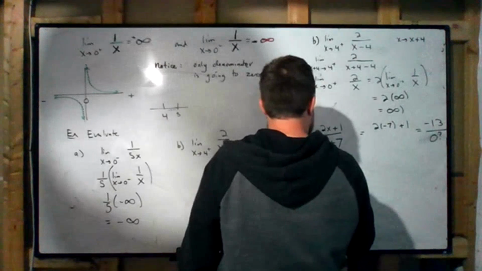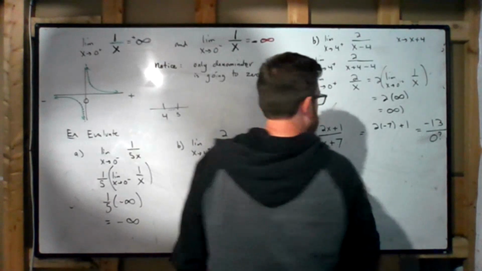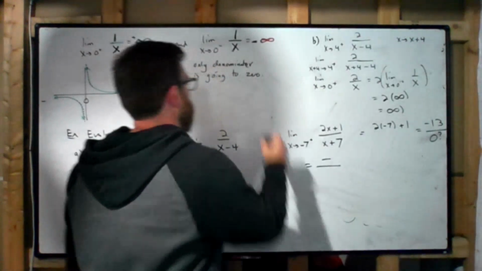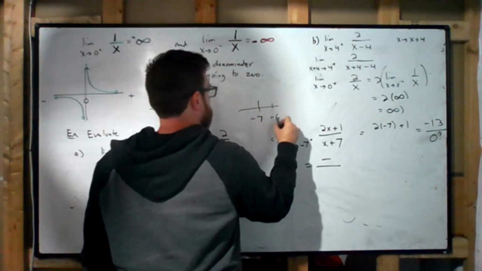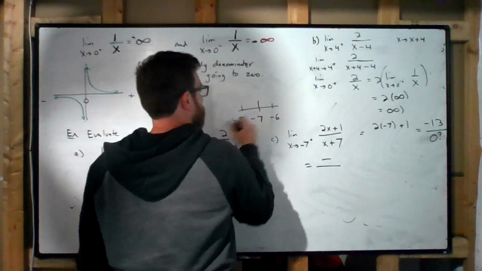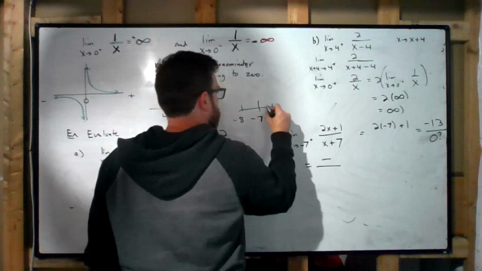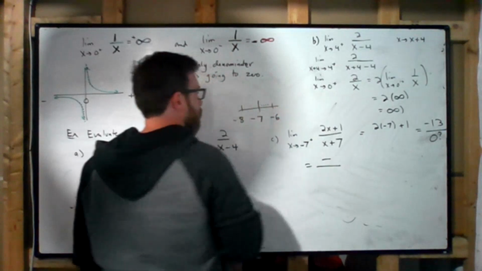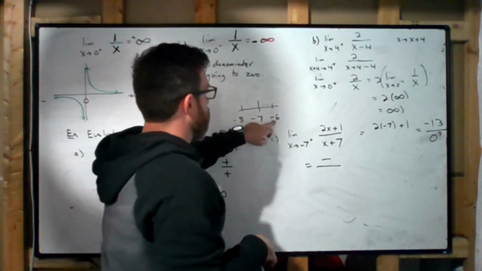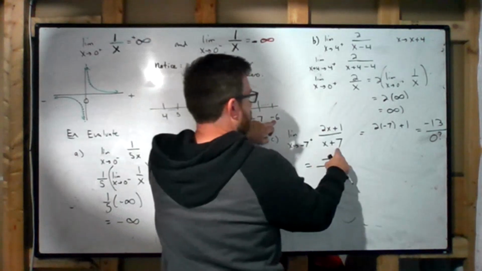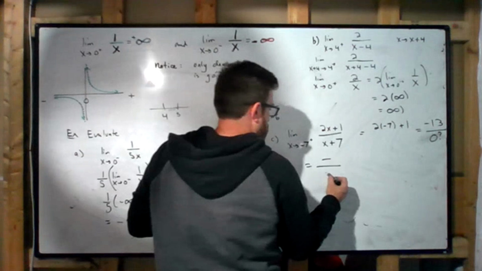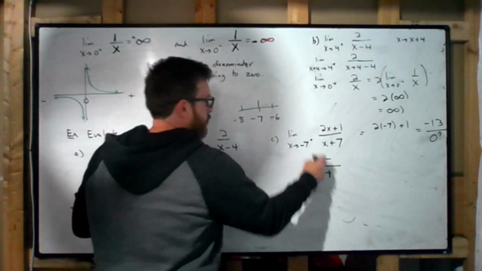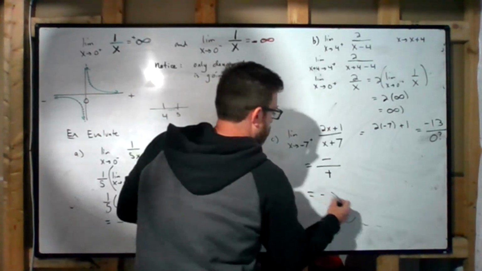Well, I know that the top is a negative number, negative 13, but the bottom, so here's our negative 7. Here's some other numbers: negative 6, negative 8. I am above it, so I'm over here. If I plug in negative 6, negative 6 plus 7 is positive. Any number that's above negative 7 is going to give a positive, so this is going to be positive. So a negative over a positive, this is going to be negative infinity.